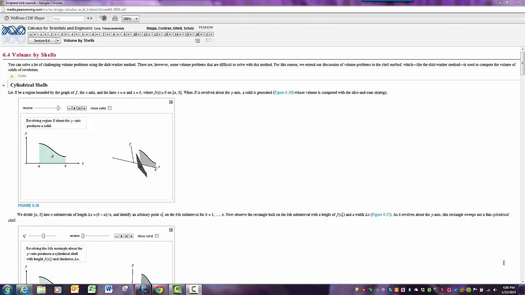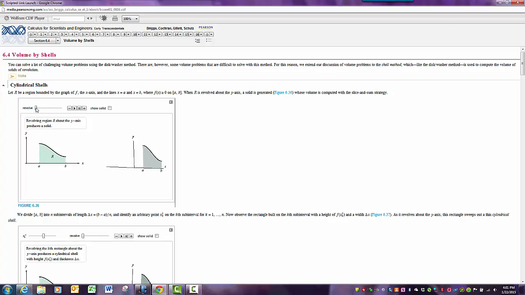In section 4, we're going to deal with finding the volume by using shells. So what we'll do is we're going to take a section of a graph just like this right here. Okay, so take this piece, and what we're going to do is revolve around the y-axis, but we're going to use a different method than what we did before.